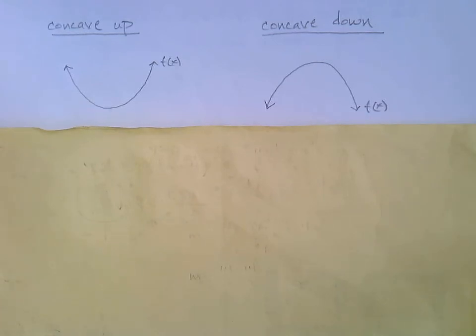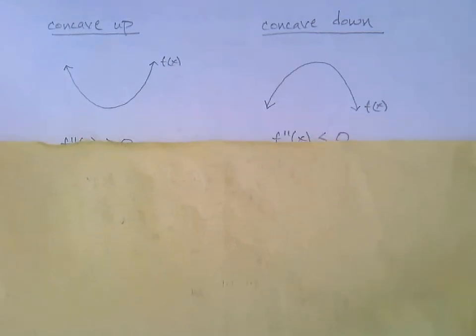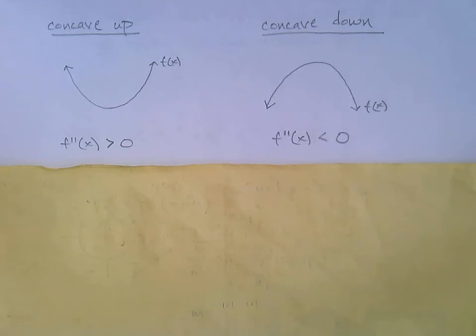Well, how are we going to be able to identify when a function is concave up or concave down? It's actually all about the second derivative here. You're concave up if your second derivative is positive, and you're concave down if your second derivative is negative. Now, this is not nearly as obvious or as intuitive as the first derivative with increasing and decreasing. So let me just take a quick moment to explain why this would be true.